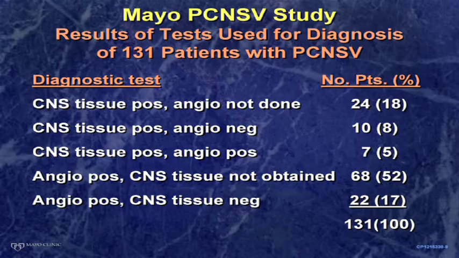Then there were 7 who had a positive biopsy and also angiograms. And then there were 68 who had positive angiograms and a biopsy was not obtained. And then an angiogram positive and a tissue biopsy was done, but it was negative. So 2/3 of them were diagnosed by angiograms and about 1/3 by a positive tissue diagnosis. And those are the groups we compared.